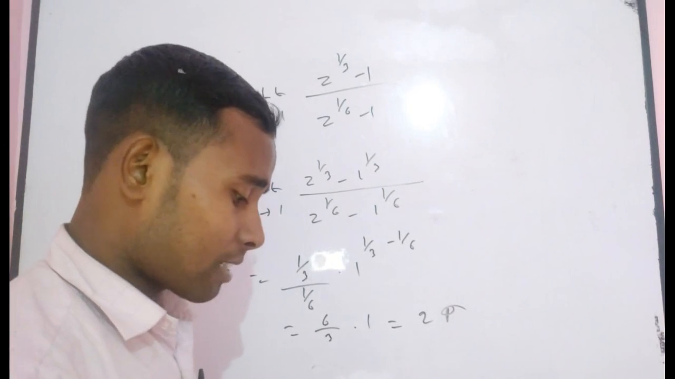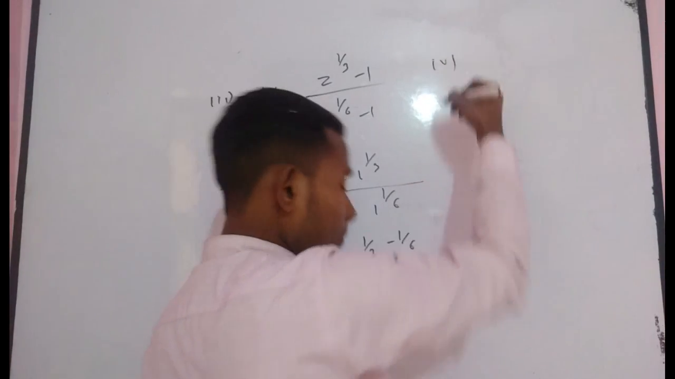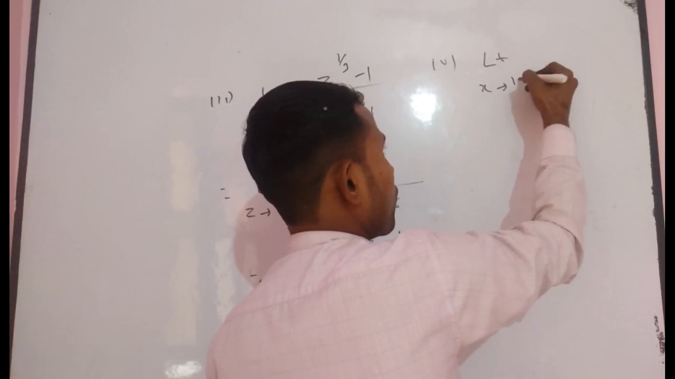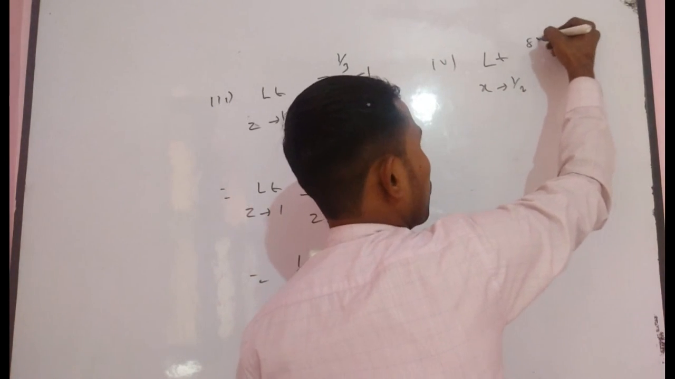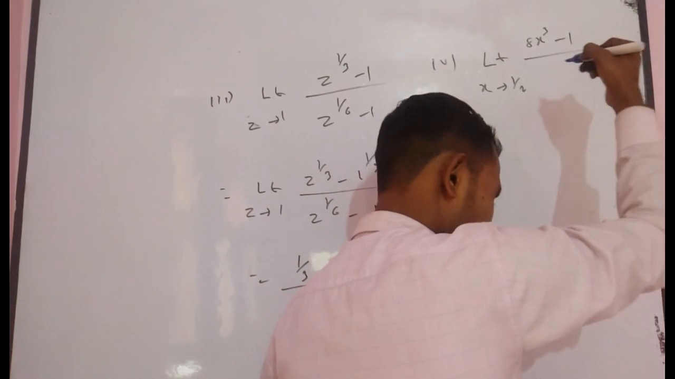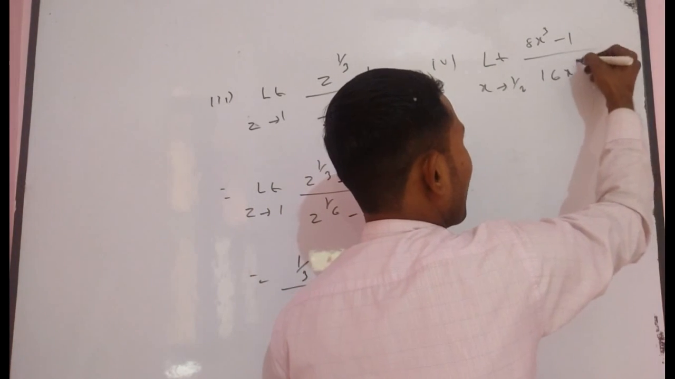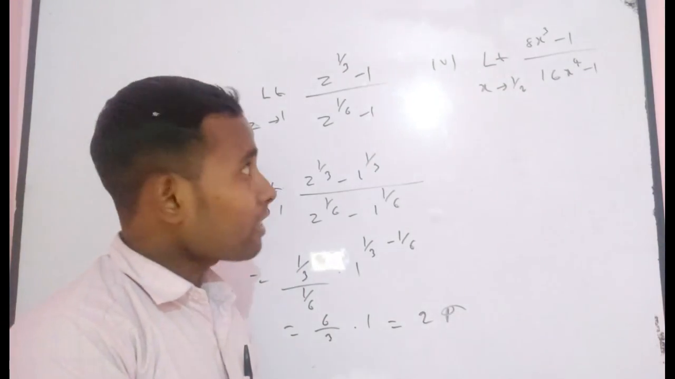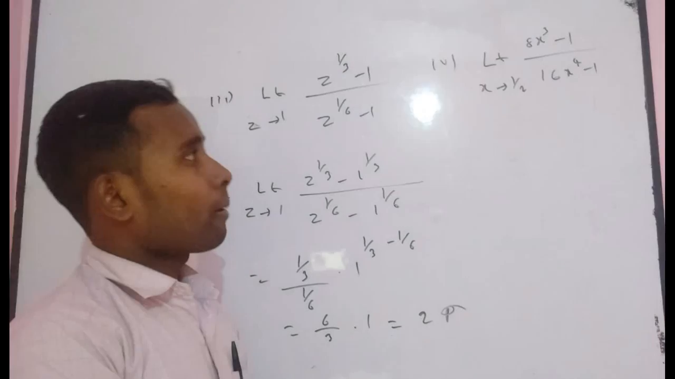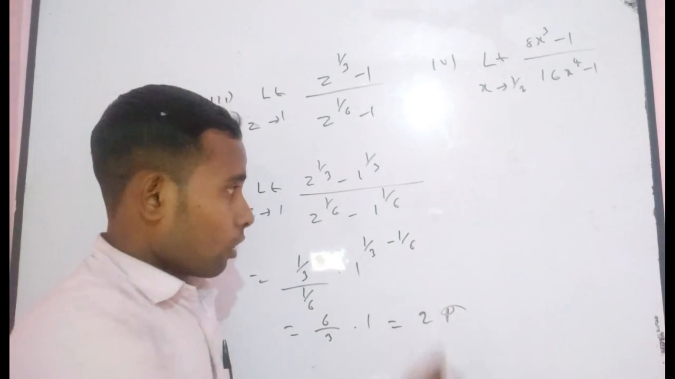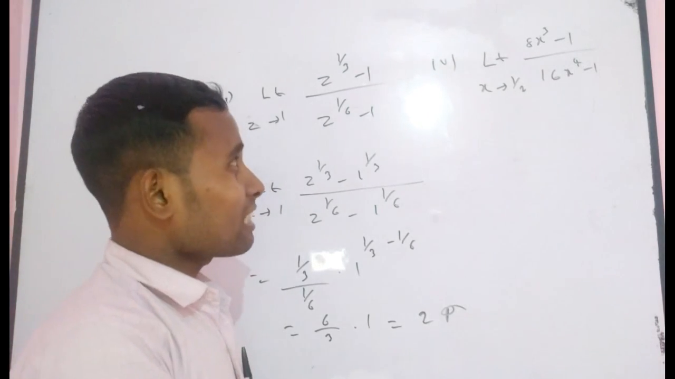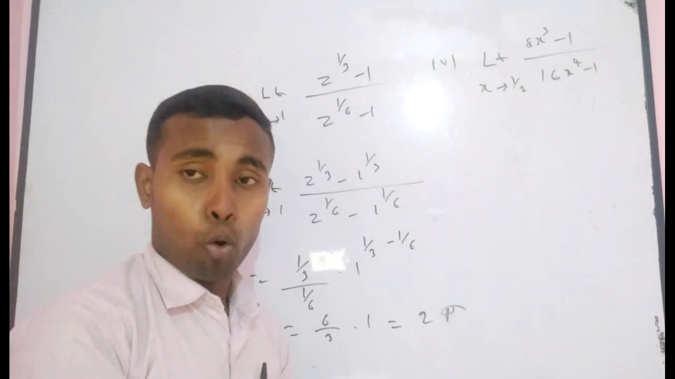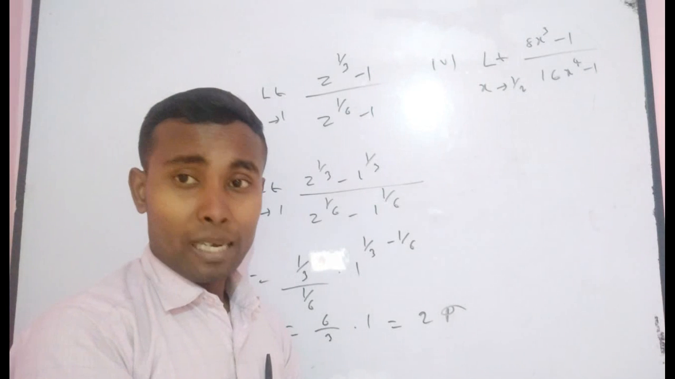Now we take the next example 4. In example 4, it is given that limit x tends to half, 8x cube minus 1 divided by 16 into x to the power 4 minus 1. Now you have to solve this problem. How can you solve it? Firstly, the given problem is just like the previous two formulas, but there is some constant multiplied with x cube and x to the power 4.